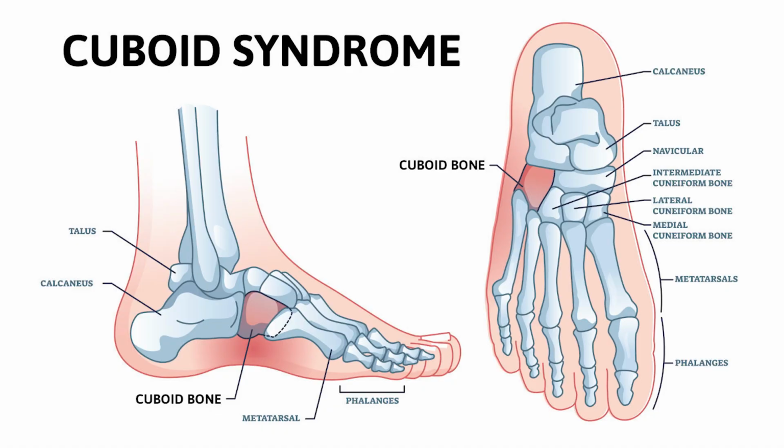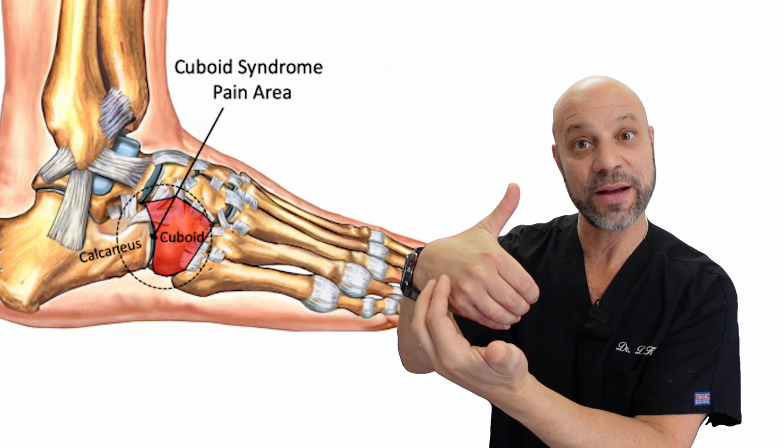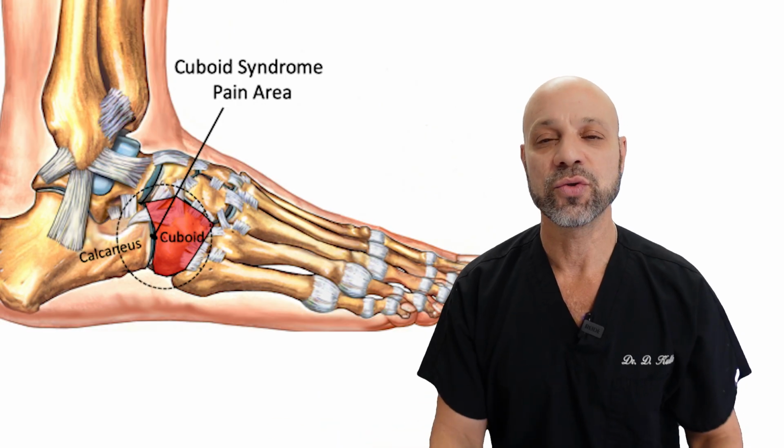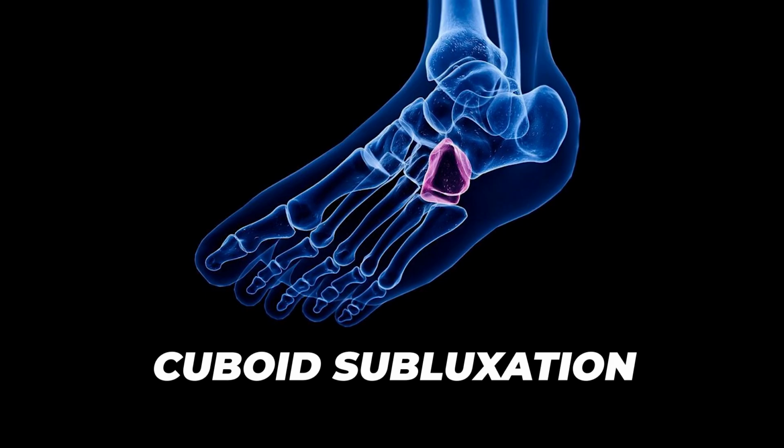Now, cuboid bone pain or cuboid bone subluxation or misalignment can happen from a number of things. One of the common things is repetitive ankle sprains. Because you're rolling your ankle in, that can cause the cuboid bone, which is on the outside of the ankle or foot, to subluxate or shift. And it can shift in a few different ways. That's for your doctor to figure out. And typically with a cuboid subluxation, there are not too many doctors that will actually manipulate that.